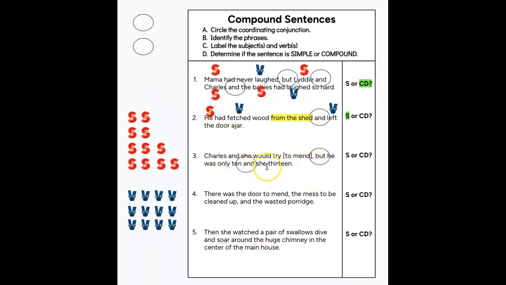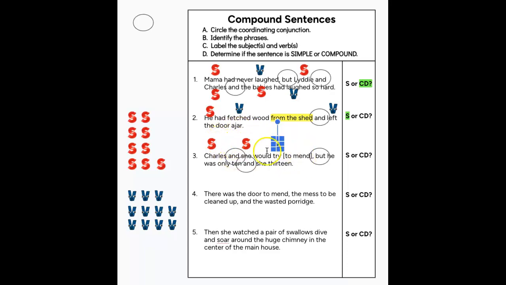So I'm going to look on the left side of my comma conjunction. It says Charles and, oh, there's another and. Charles and she would try. I know to mend is not going to be my main verb because it's already got a job. It's in an infinitive. So I know right now that's not my verb. But I do see another verb, try. You can try. That's an action. And I'm going to ask myself, who would try to mend? Well, Charles did and she did. So this conjunction is joining together two subjects doing the same verb.